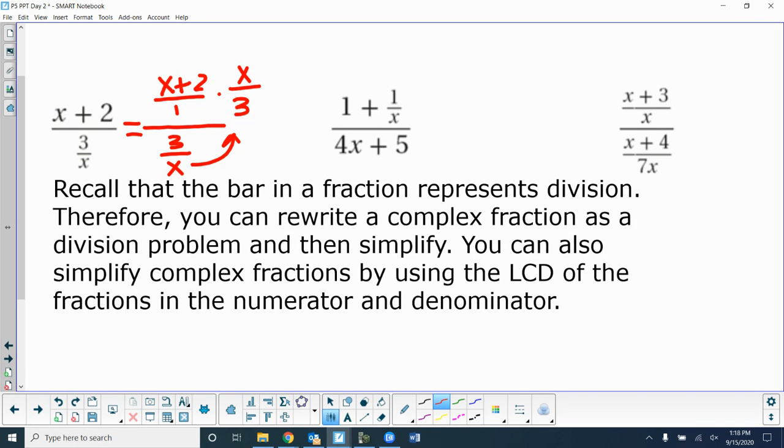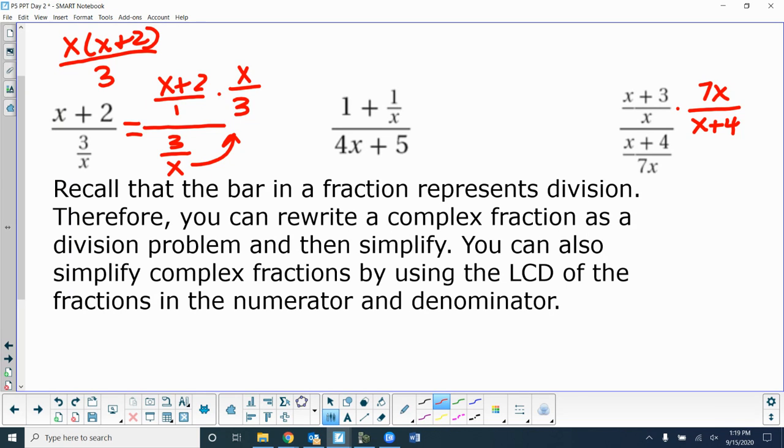Is there anything we can factor or cancel? No. So we just write x times (x plus 2) over 1 times 3. So this turns into that. Over here, fraction divided by fraction, so multiply by the reciprocal. So flip that bottom one, make it multiplication.